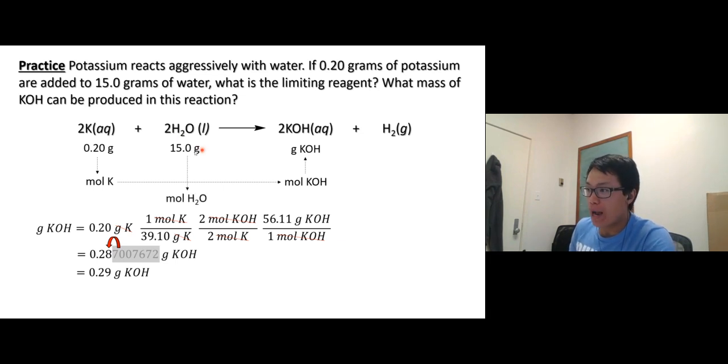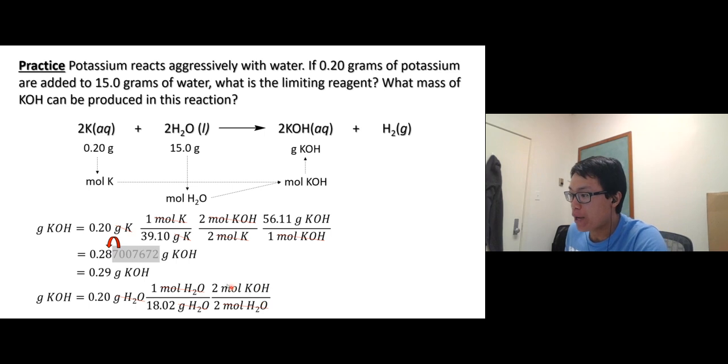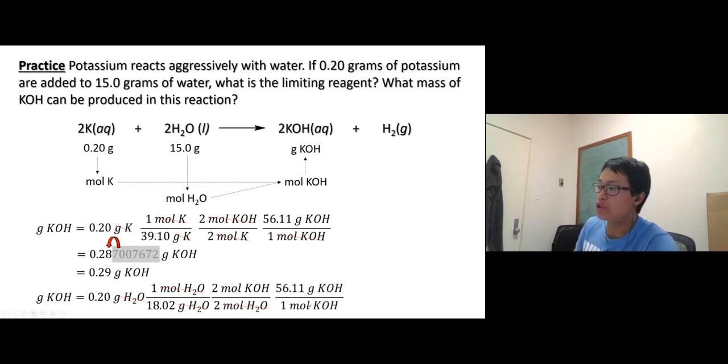Now water. So convert grams of water to moles of water to moles of potassium hydroxide, and moles of potassium hydroxide to grams of potassium hydroxide. Right here, start with 15.0 grams of water. Using the molar mass, convert grams to moles. Now from water to moles of potassium hydroxide, there is also a 1 to 1 ratio. Take a look, 2 and 2 there, 1 to 1 ratio. So moles cancel with moles. Lastly, moles of potassium hydroxide to grams of potassium hydroxide using the molar mass, same thing.